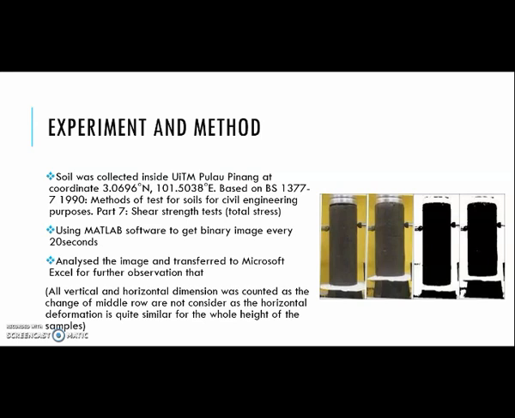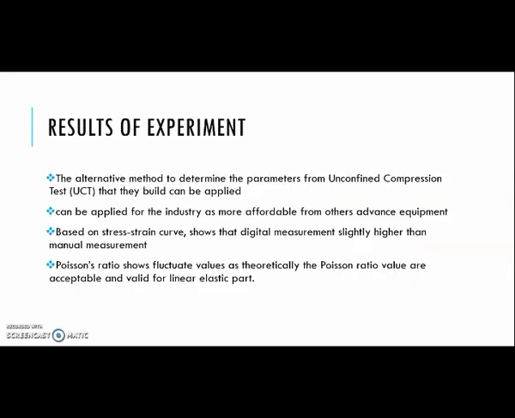All the vertical and horizontal dimensions were counted as the change of the middle row and considered as the horizontal deformation, which is quite similar for the whole height of the sample. And the result: the alternate method to determine the parameters from unconfined compressive tests that they built can be applied for the industry as more affordable than other advanced equipment.